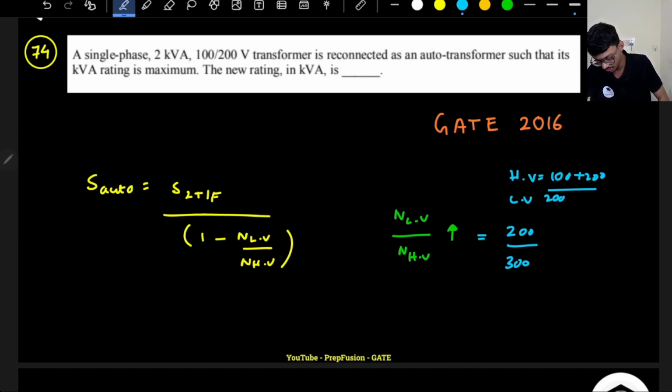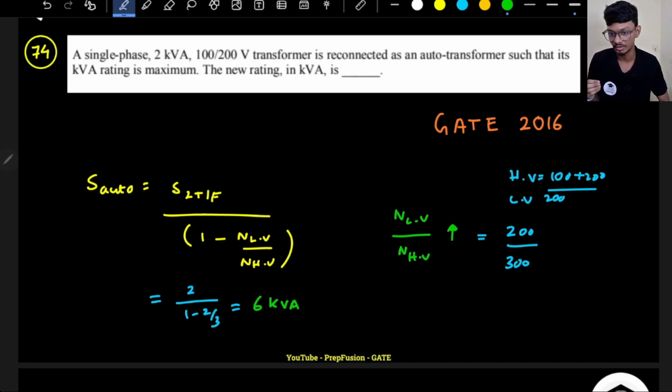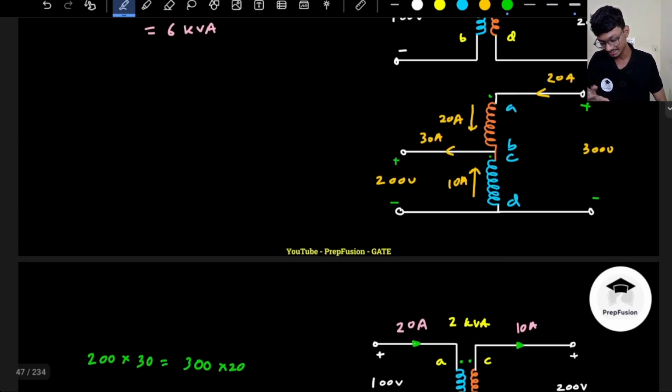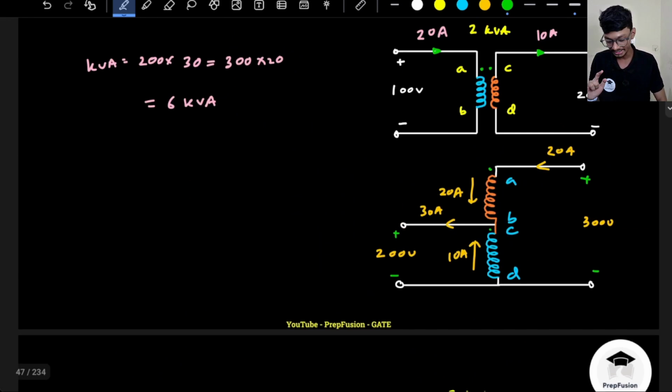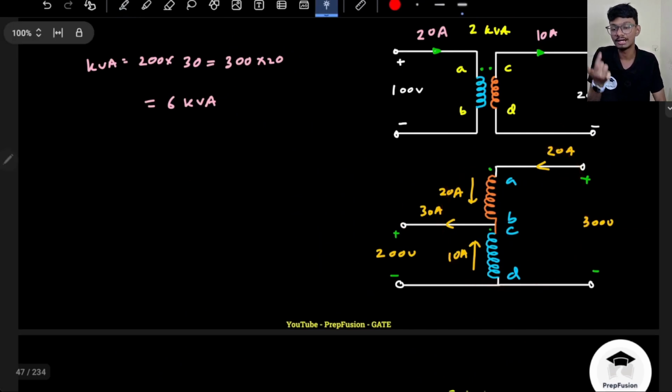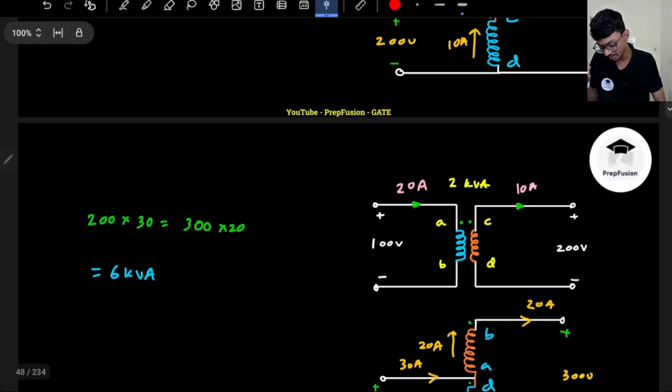So it is 2 by 3. So it will be equals to S2 transformer is 2 kVA divided by 1 minus 2 by 3. So this will come out to be 1 by 3 into 2. So that is 6 kVA. So this value will come out to be 6 kVA. So this will be the answer basically. Like you could have solved with a formula as well, but I wanted you to realize, understand what is happening behind the circuit. Why the additive polarity has the highest kVA rating? Because the voltage ratings are getting added.